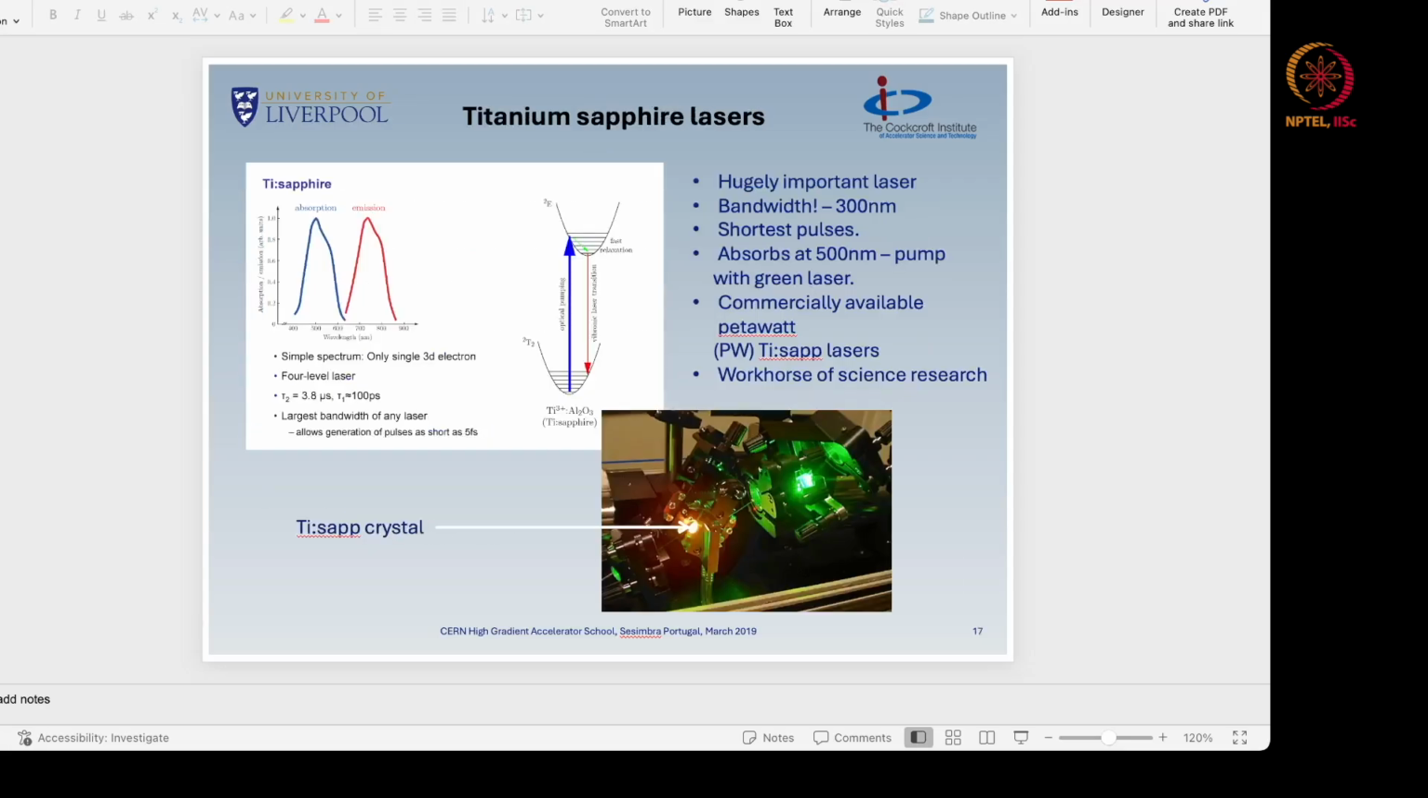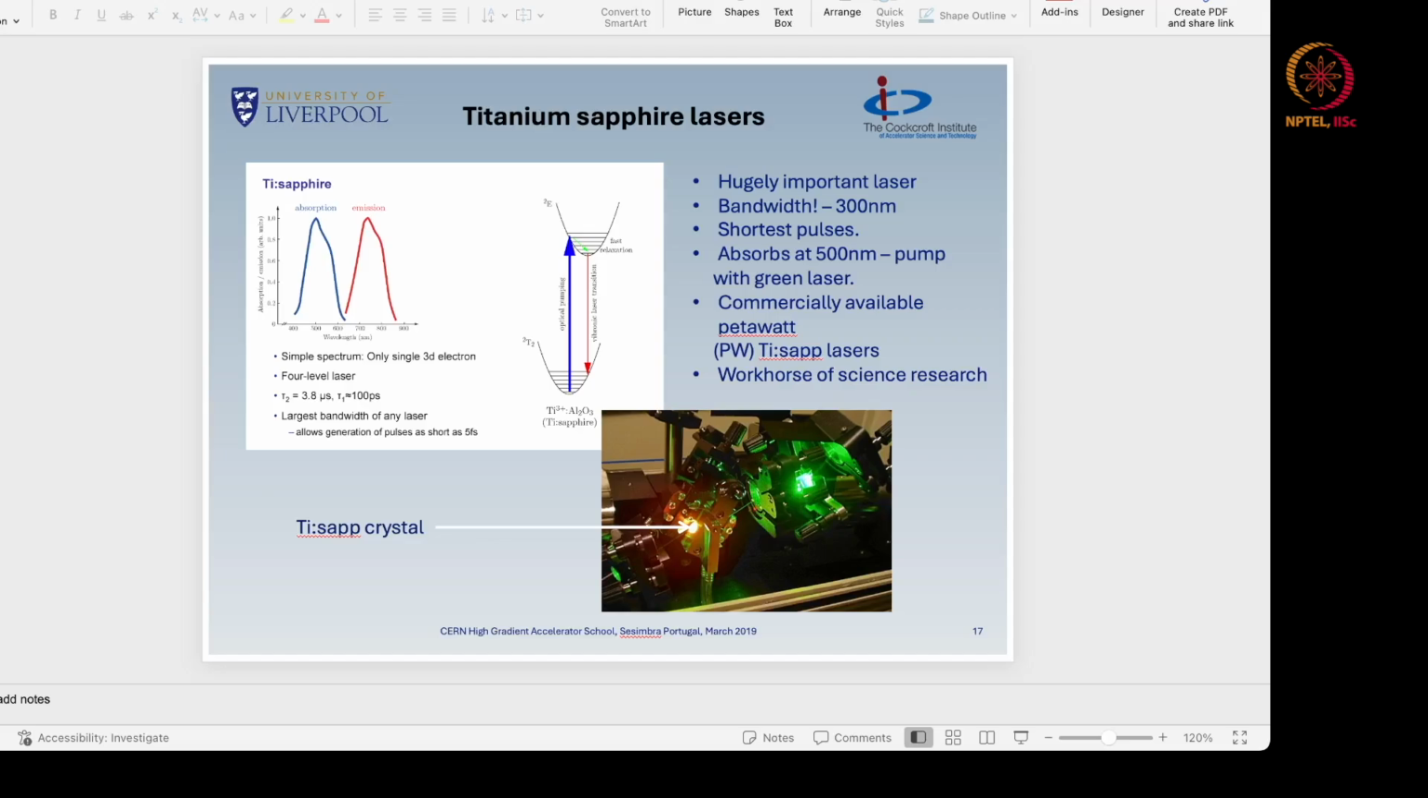Okay. And this is Ti:sapphire lasers. This is a very important laser in the sense that it has a bandwidth of 300 nanometer and very short pulses. Okay, this is basically the two energy levels that are shown. It's a little bit more complicated than what we have been taught over here, and it is commercially available in petawatt. This is the workhorse of many scientific research. Again, it is very good for combustion diagnostics as well.